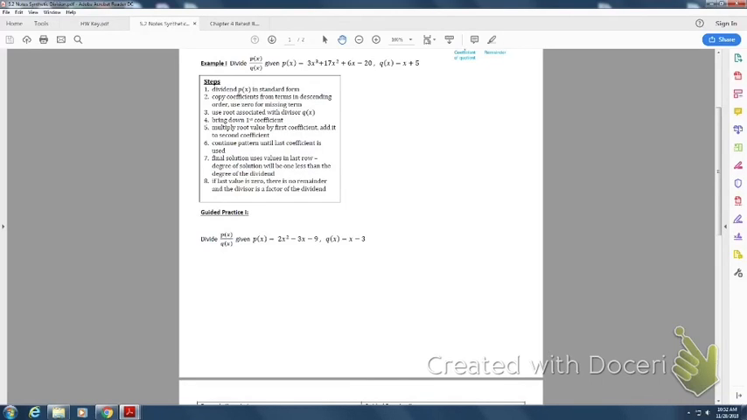So your dividend, it has to be in standard form, which it is. Next, you're going to copy the coefficient from terms in descending order. You're going to use 0 for missing terms. So that's very similar to long division, just that placeholder. So if you don't have a degree, remember, kind of like long division, it had to go in descending order. If you're missing a degree, you have to put 0 in there. This one is not, so I can go ahead and write all these numbers in. So I've got 3, 17, 6, and negative 20.